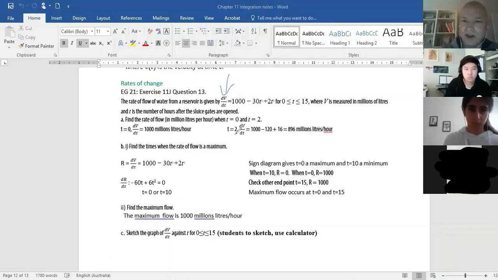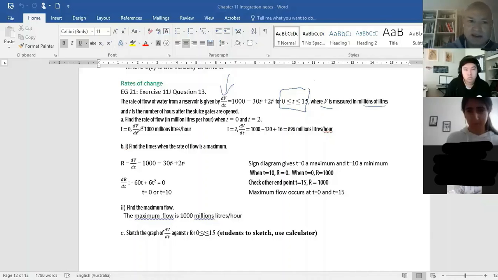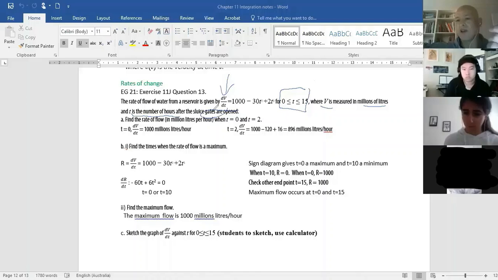And there's the rule. I'm not going to read it all out to you. Time is between 0 and 15. V is in millions of litres, and t is the number of hours after the gates are opened. What does that mean? If you look at a dam, they've got the big gates, they raise the gates, the water starts flowing out, they pull the gates down, the water stops. That's what we're talking about.